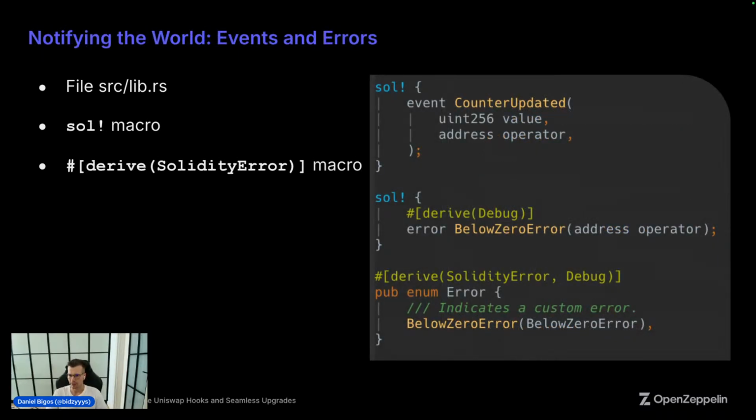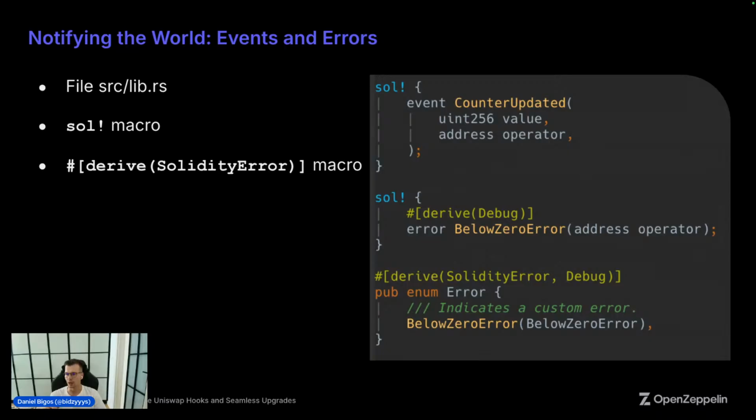We talked about events and errors, so let's have a look at how to define them. In order to define both events and errors, we need to use the sol macro from the Alloy library. This macro parses the Solidity syntax, creates Rust structures based on the syntax, and adds all the code that we need to have our events and errors available in our EVM compatible smart contract.